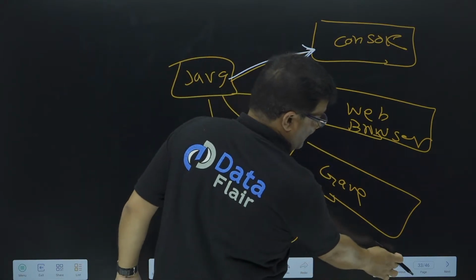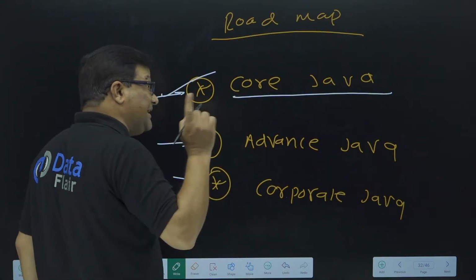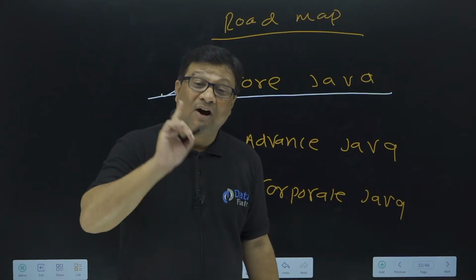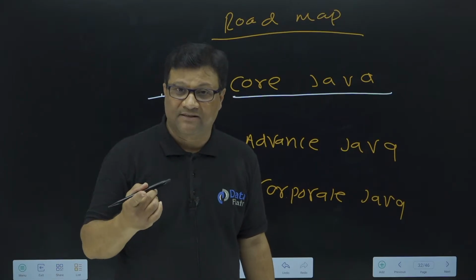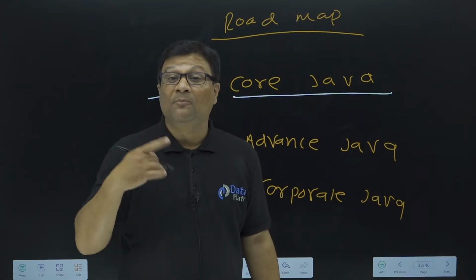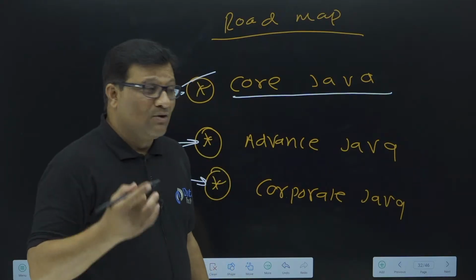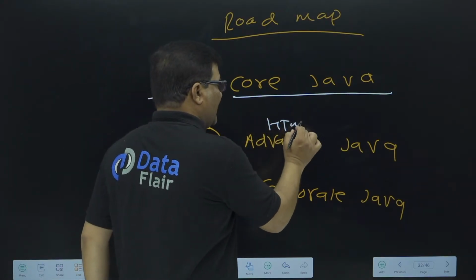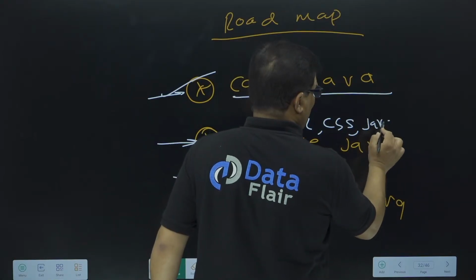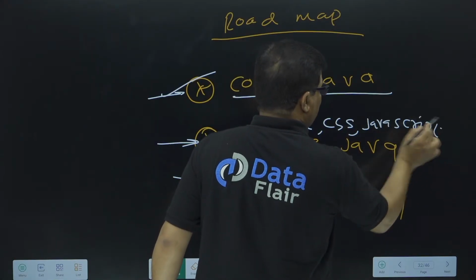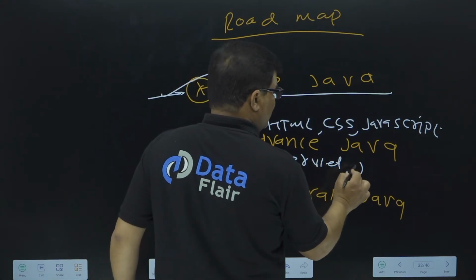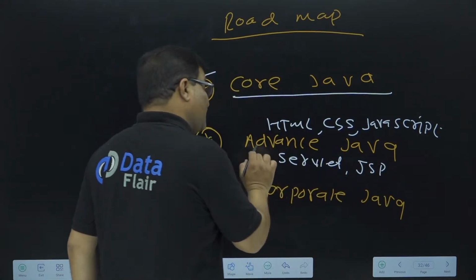The day we complete core Java, we'll start how to write Java code for a browser application, like how to run a Java program that displays output on a browser. That day, the concept of HTML is required. HTML is not a part of Java, but I'll cover HTML, CSS, and JavaScript also, because at that time we'll be discussing client-side programming, server-side programming, and then the servlet concept, then the JSP concept. So this is for web applications.